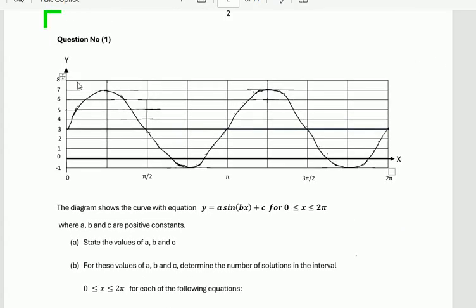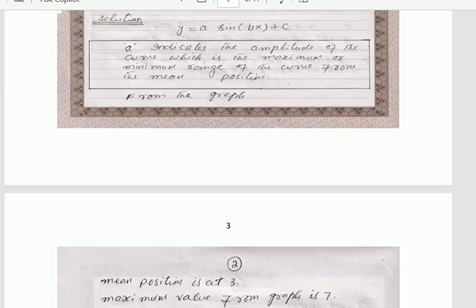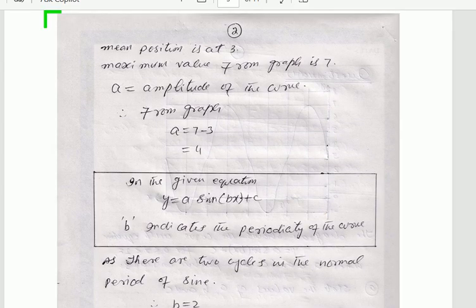This is the graph of the question. You can see that our graph starts at y = 3, which is the mean position of our graph. The maximum value of our graph is at y = 7. So as I have explained, the mean position is at 3 and the maximum value from the graph is 7.